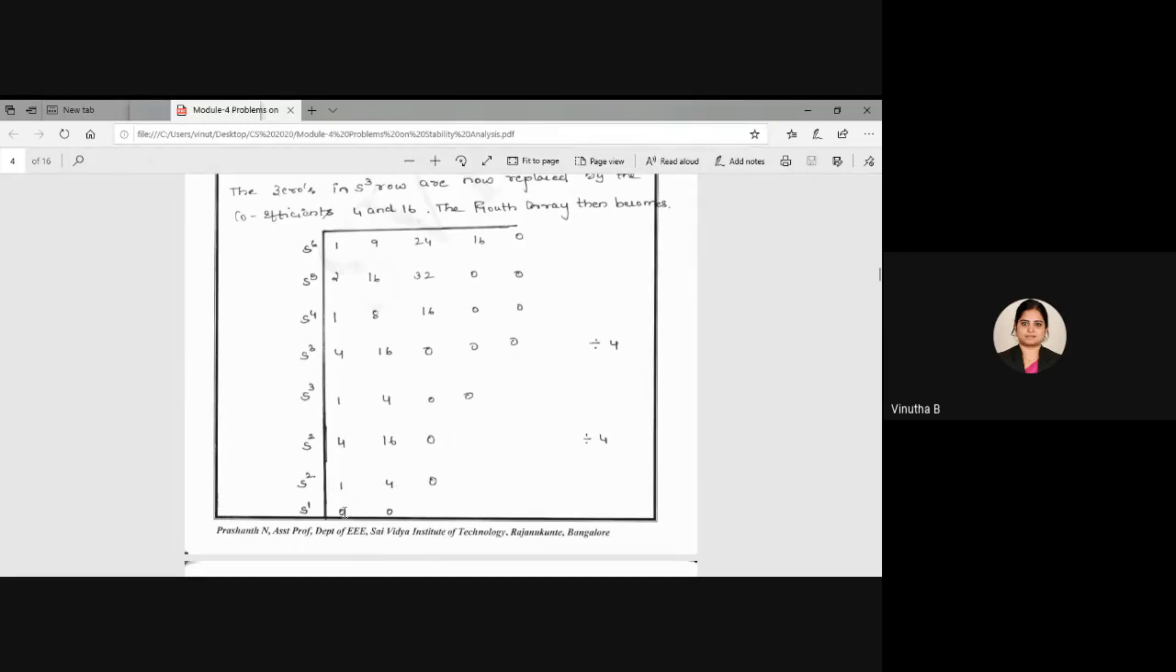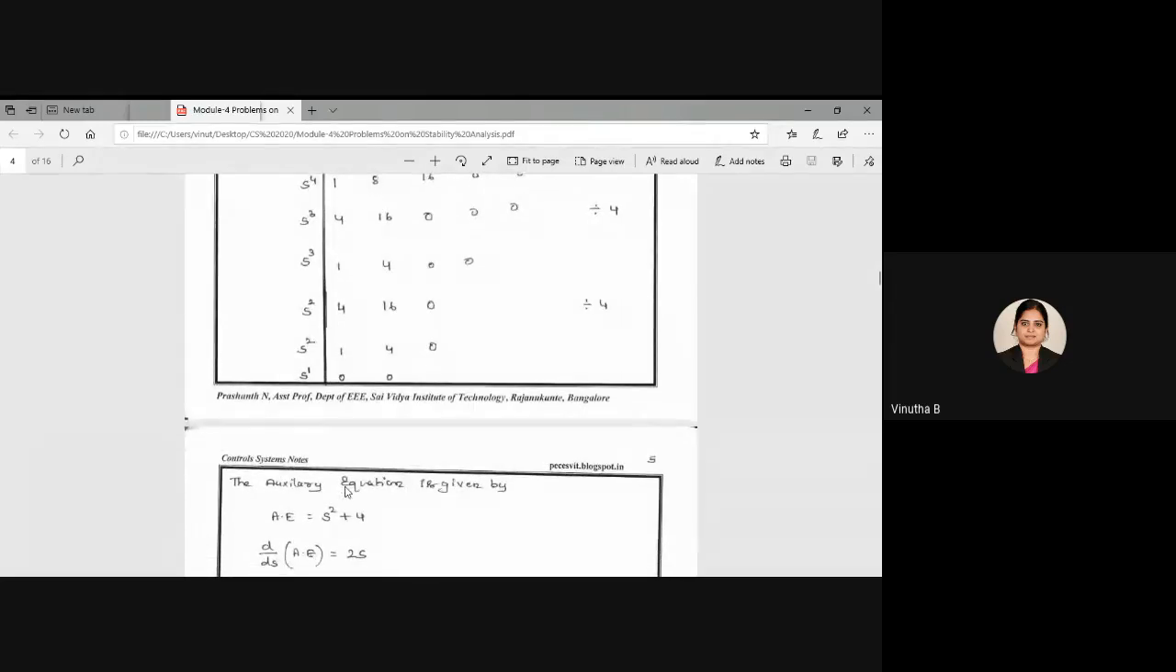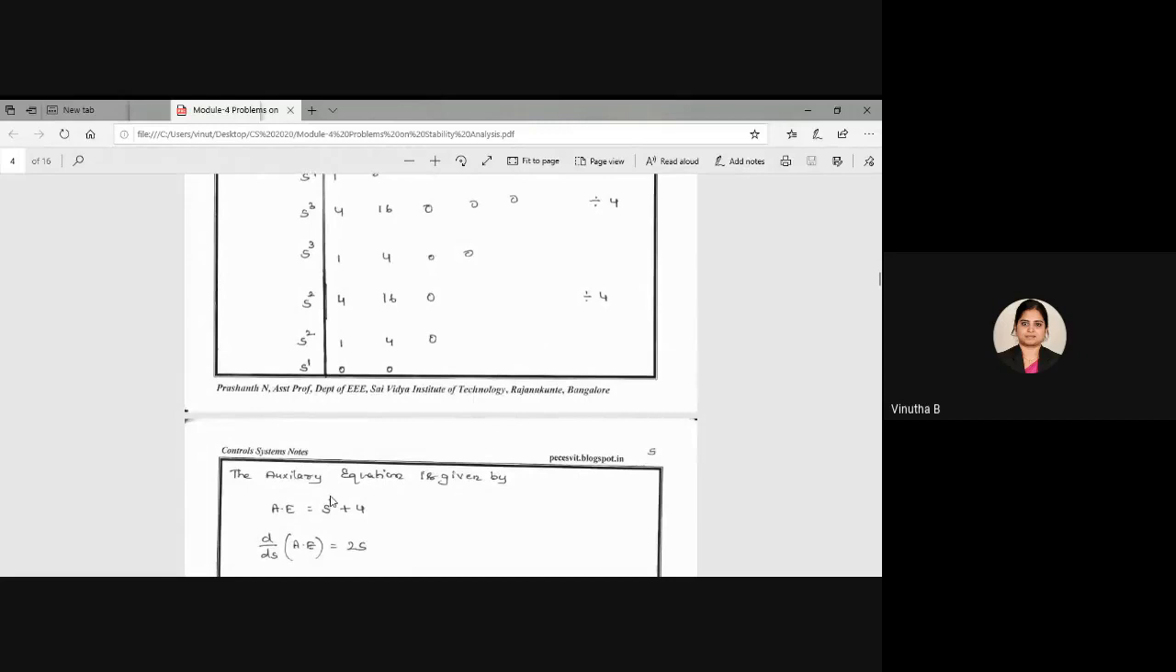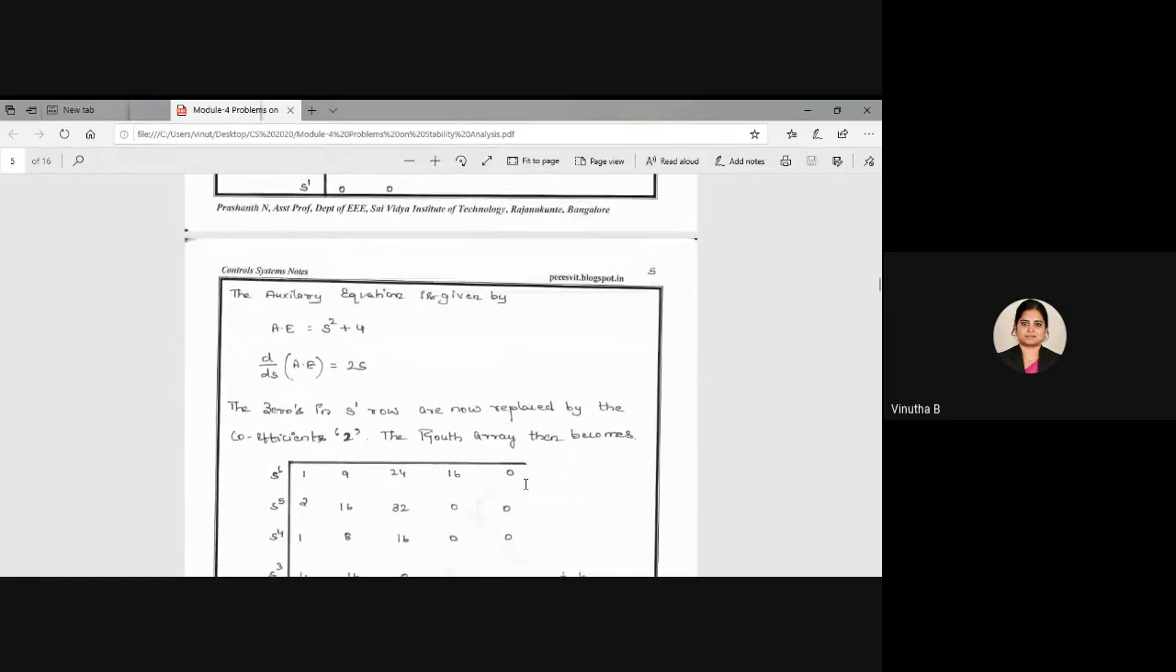And again you can see that you are getting one more row with all zeros. So again, what is that you have to do? Again, consider the elements above this row. So it is 1 and 4. Write down the auxiliary equation. So this becomes S squared plus 4, isn't it? And then differentiate that once. So you'll get the answer as 2s. So now the zeros in the S row are now replaced by the coefficient 2.